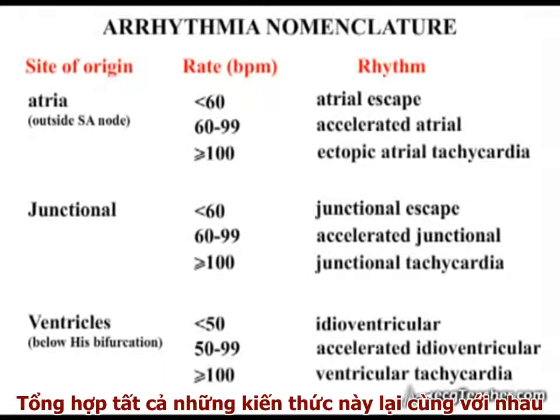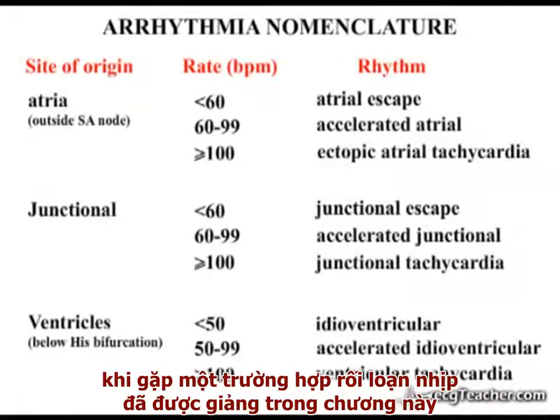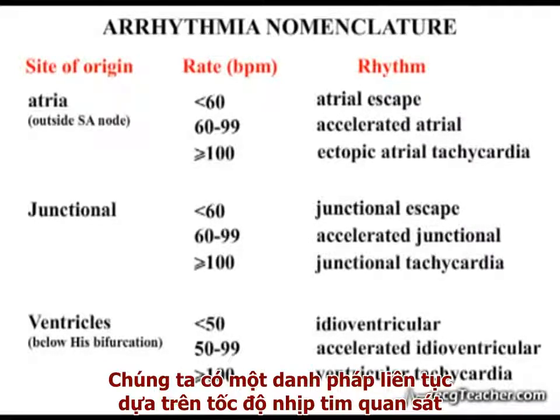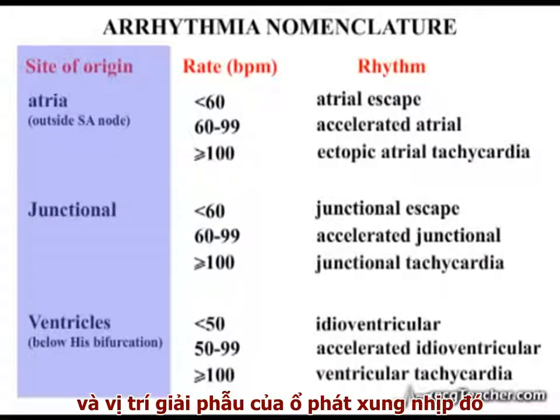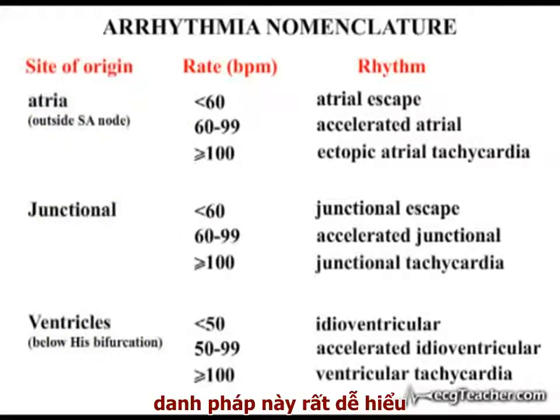Taking all of this information together, when dealing with the arrhythmias discussed in this section, we have a continuum of nomenclature based on the observed heart rate and the anatomical site of origin of the rhythm. This nomenclature is very straightforward.